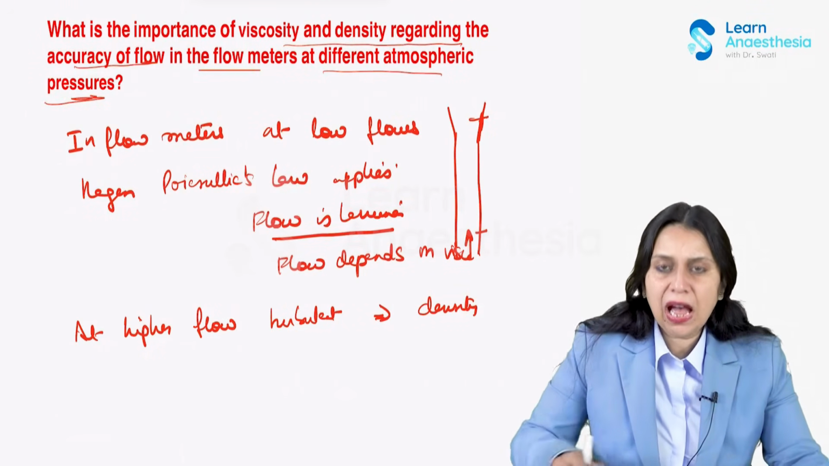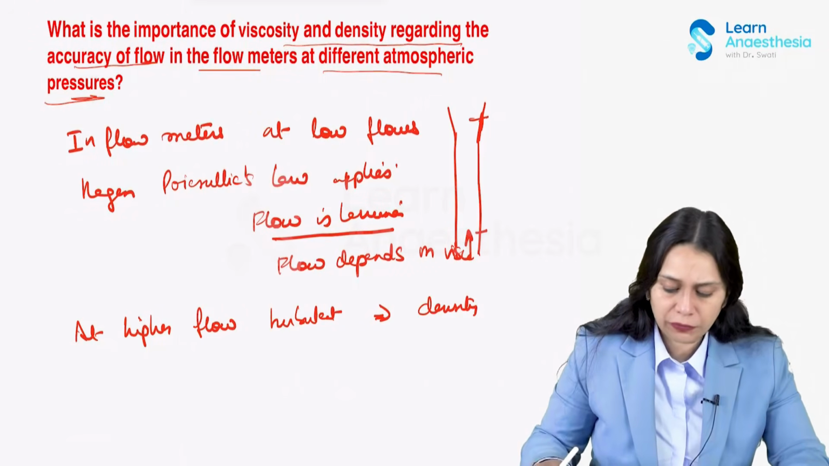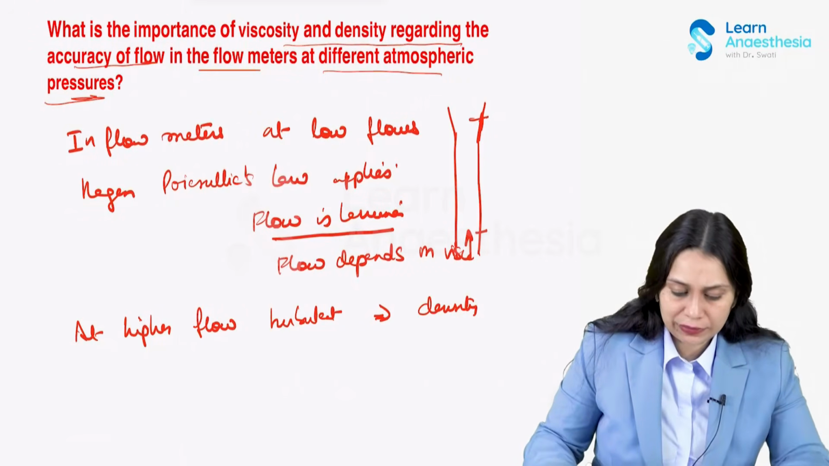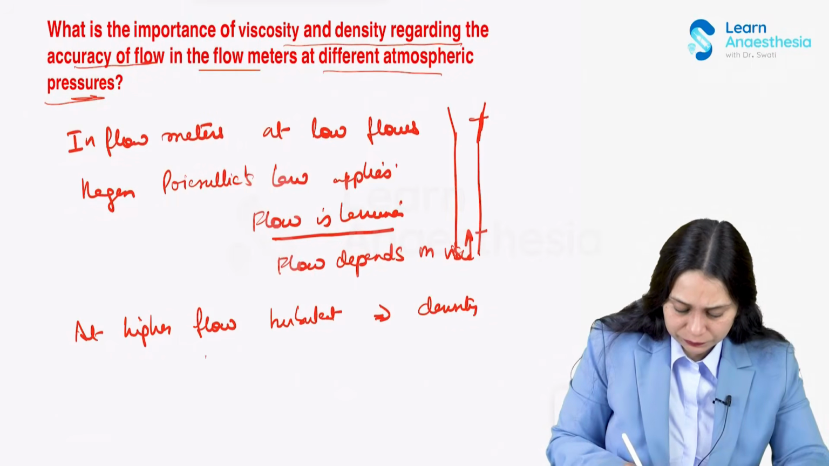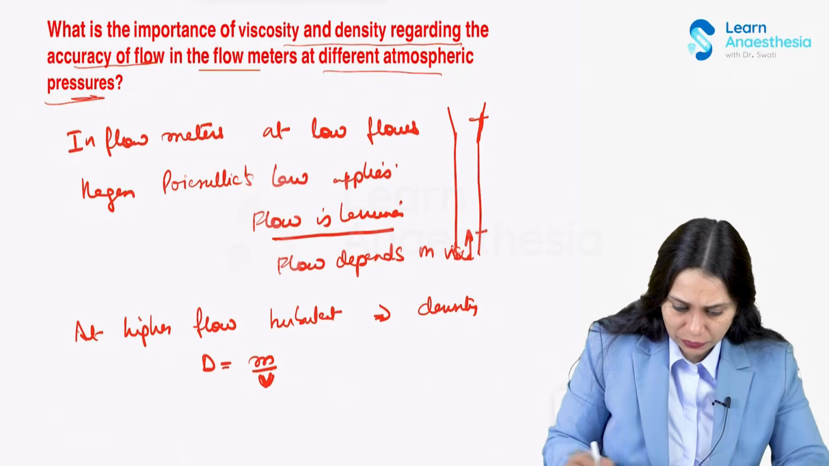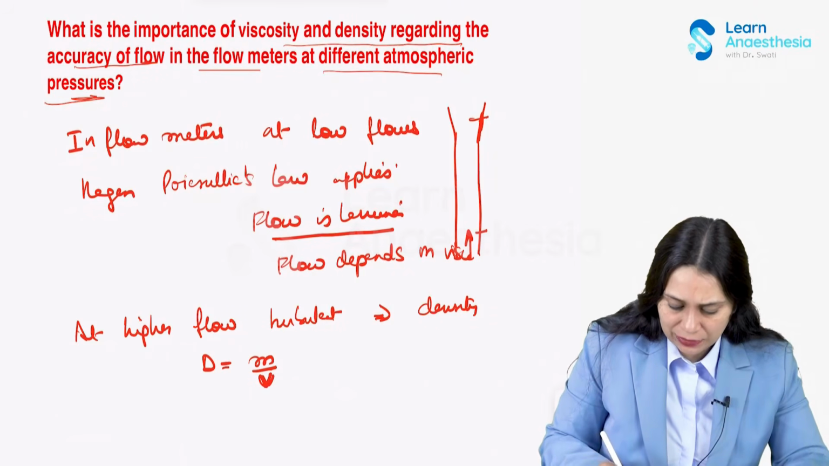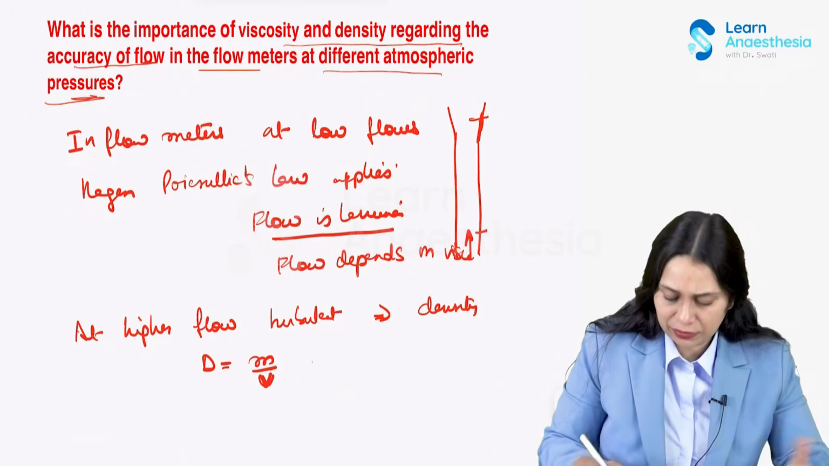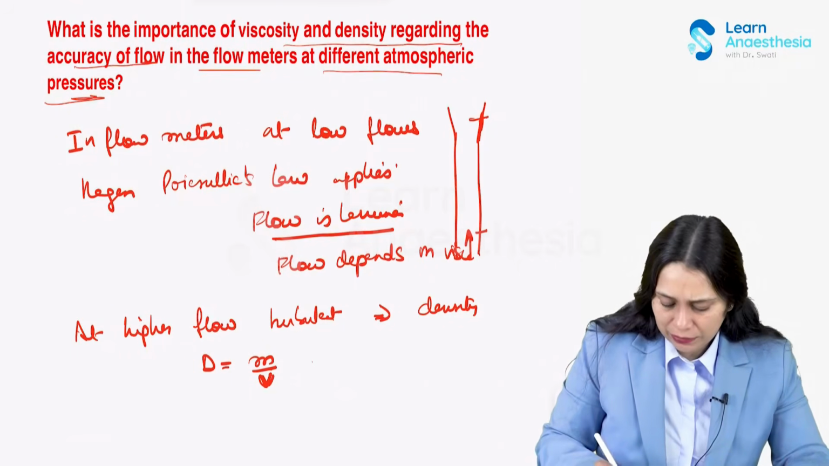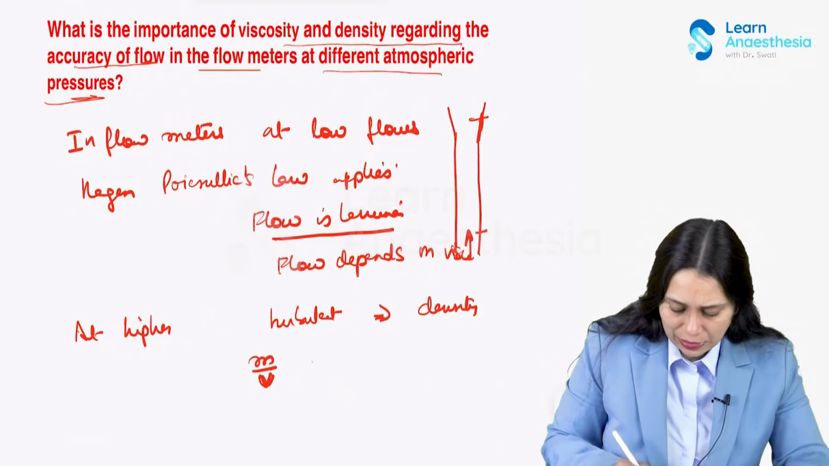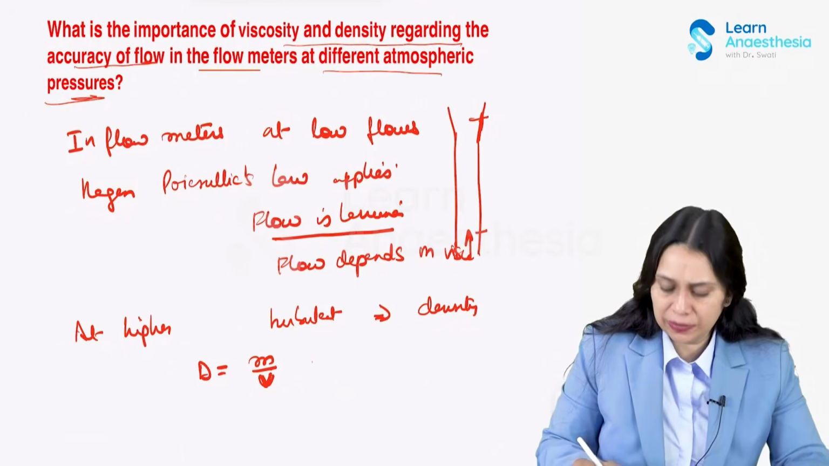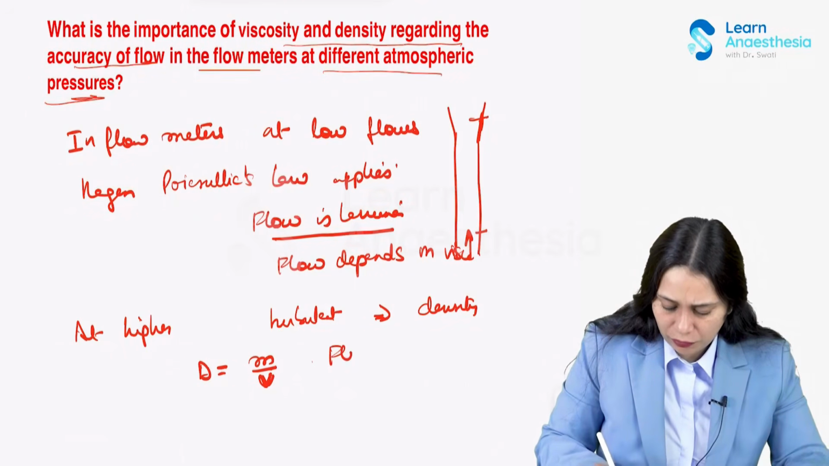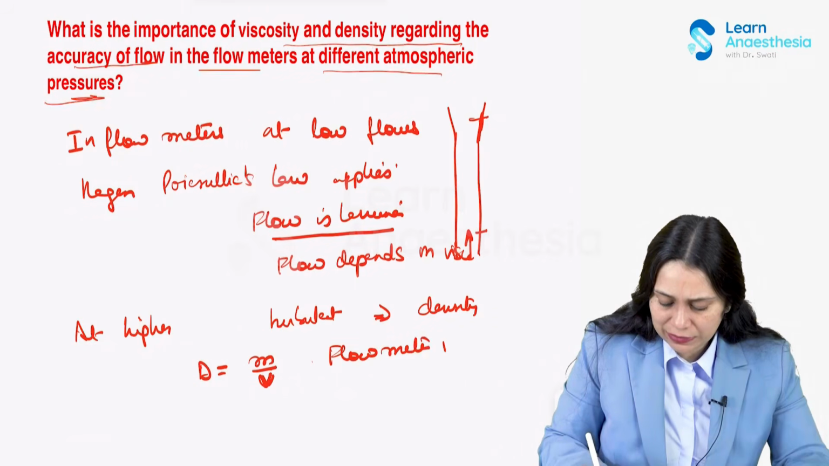Okay, so at higher atmospheric pressure, we all have discussed. Now, density is equal to mass by volume. Each gas has different viscosity and different density. Your flow meter is calibrated at standard temperature and pressure.